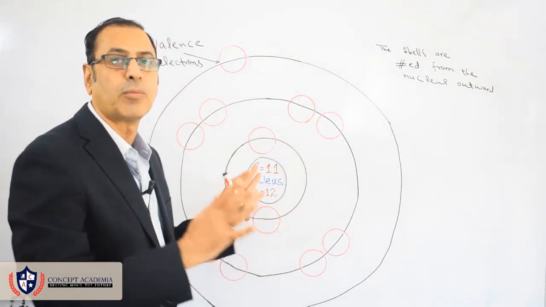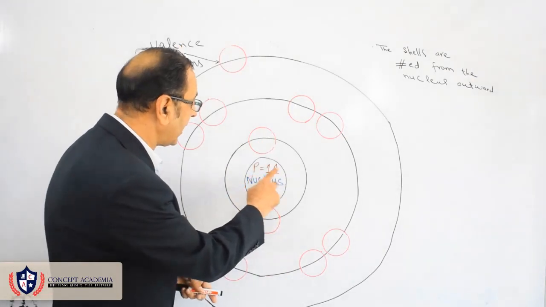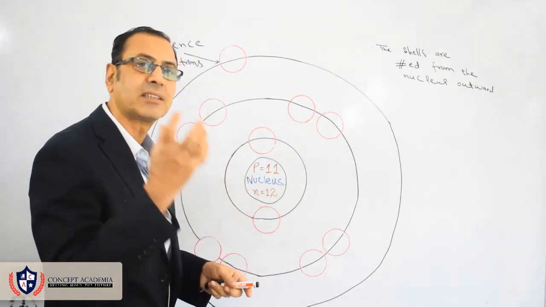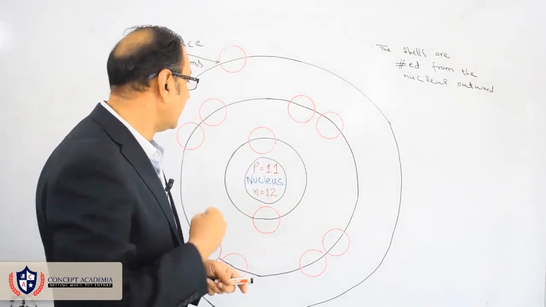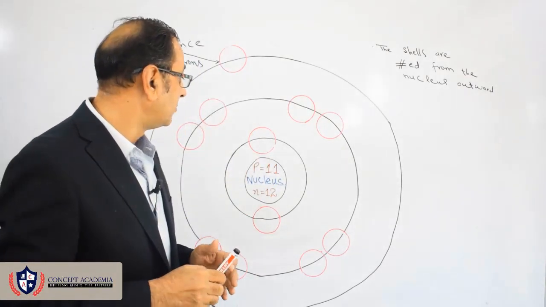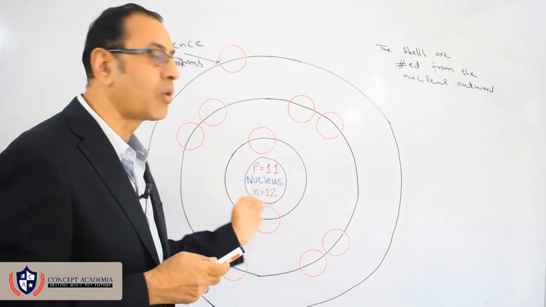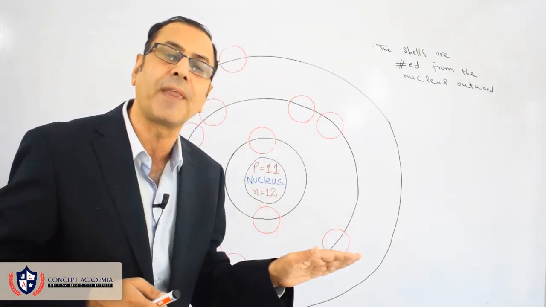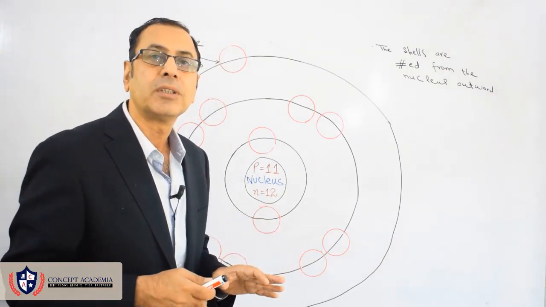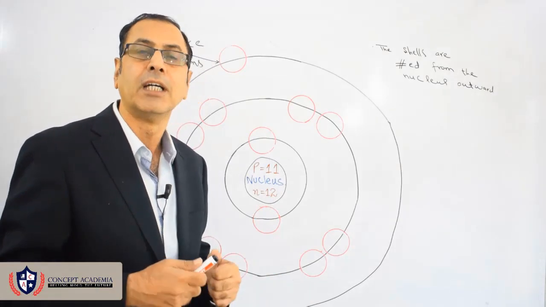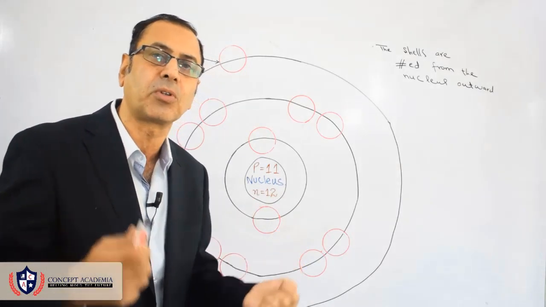This is the atom of sodium, in which there are 11 protons and 12 neutrons packed tightly together. Protons are positively charged particles, and neutrons have no charge. So the nucleus has a positive charge because of the presence of protons.